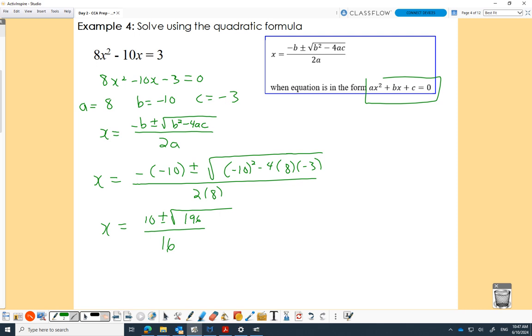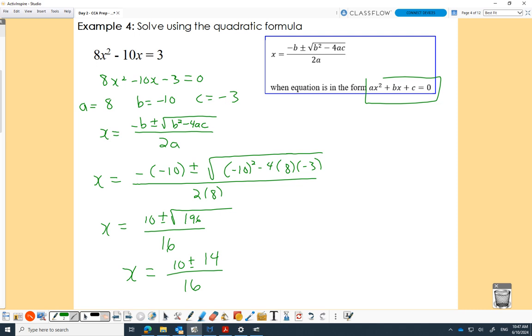And 2 times 8 is 16. And square root of 196, what's that? 14. It didn't have to be nice, friends. I hope you saw other quadratic formula questions, and we will see before this review is over. It doesn't have to come out to a nice number like that. This one happened to, and that's okay, that's fine.